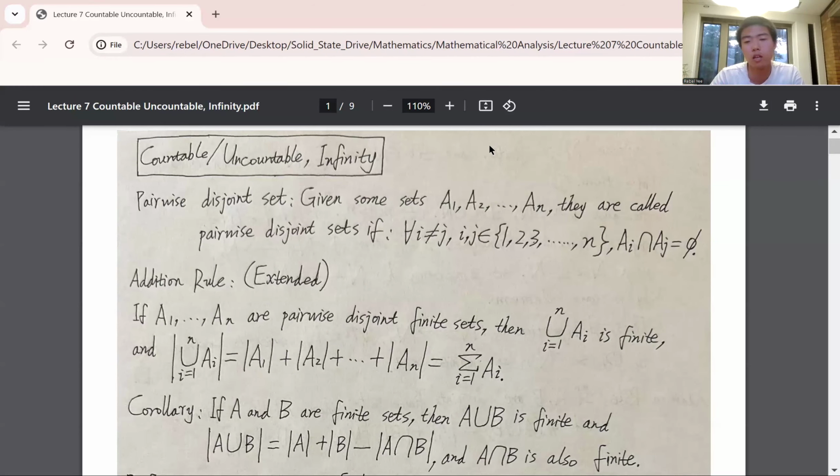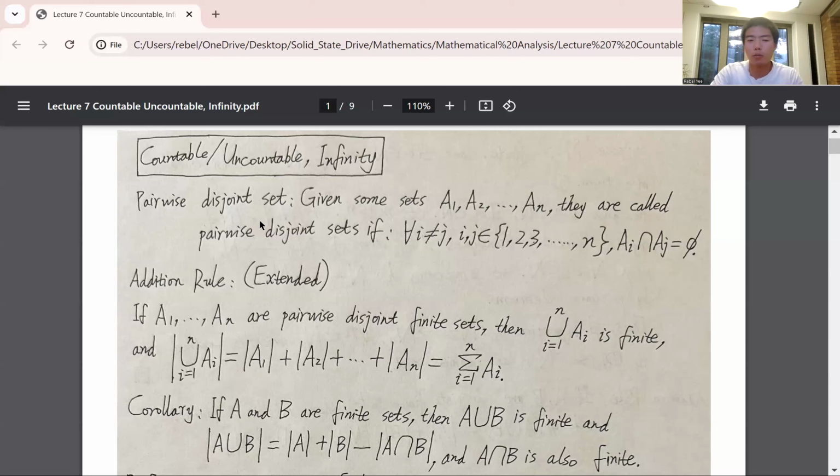The addition rule for two sets is: if the two sets are disjoint, then if we take their union, the size of the union is the sum of the two sets' cardinalities. So that is usually the case. And now we extend this concept to some more general cases.